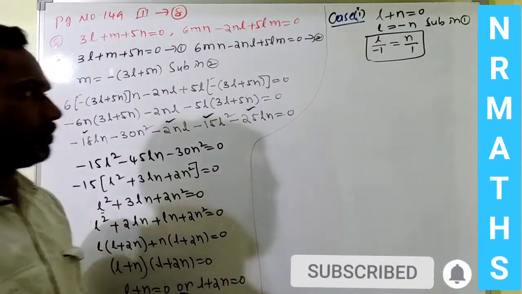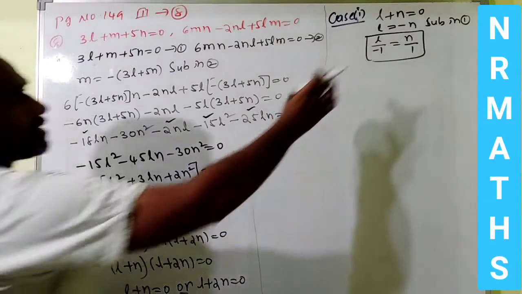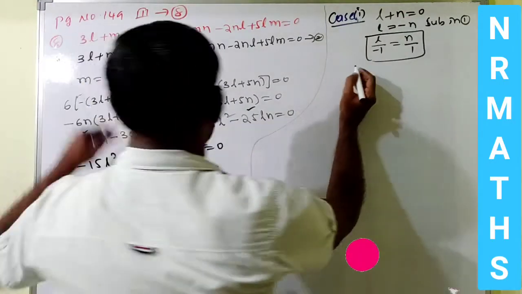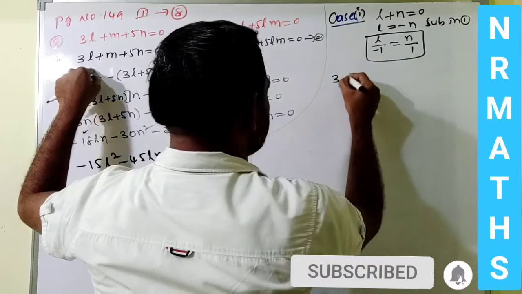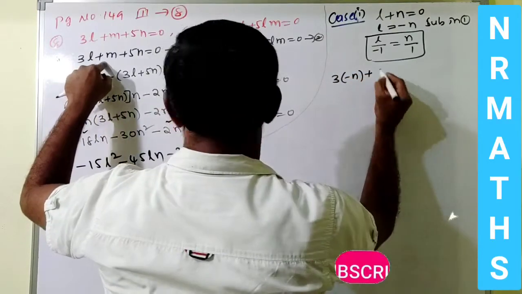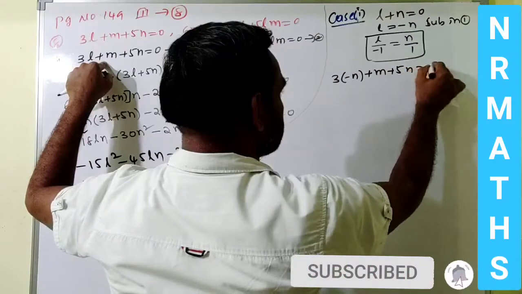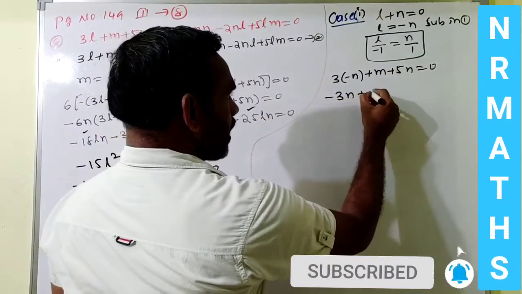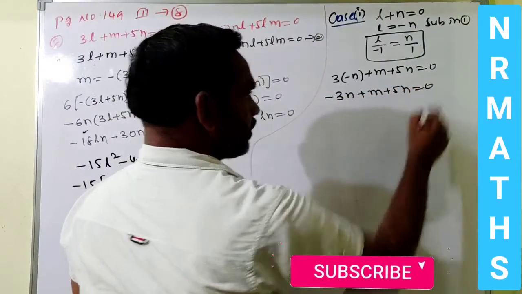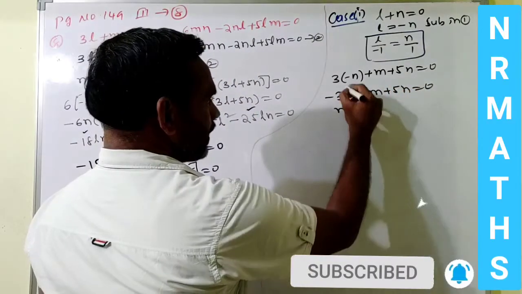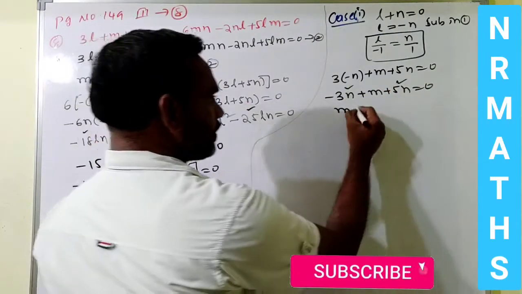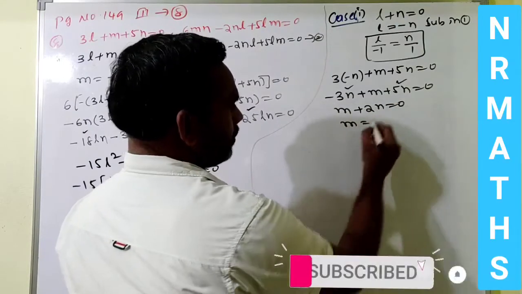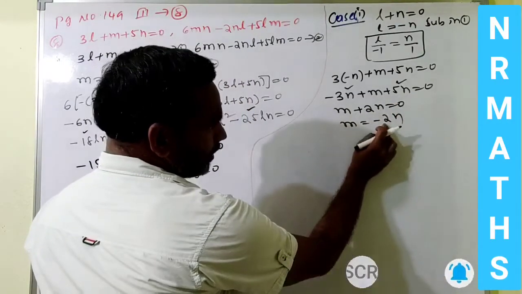Next, to find M, substitute L is equal to minus N in equation 1: 3 into minus N, plus M plus 5N is equal to 0. So minus 3N plus M plus 5N is equal to 0. Now M plus 2N is equal to 0, so M is equal to minus 2N. Here the N coefficient is minus 2.